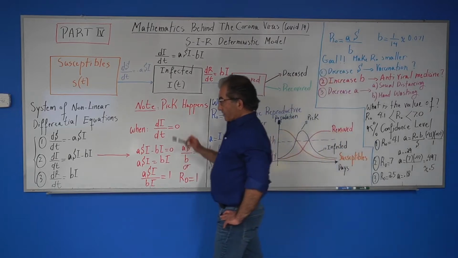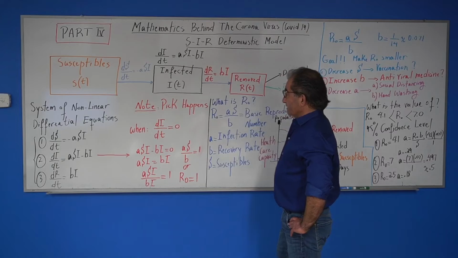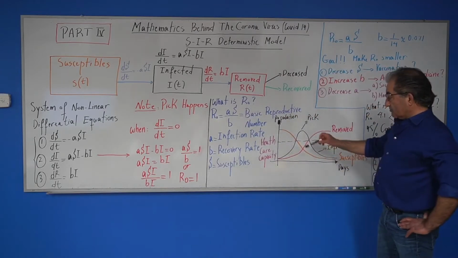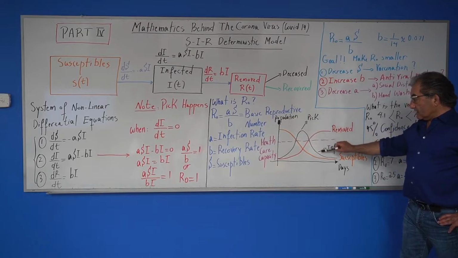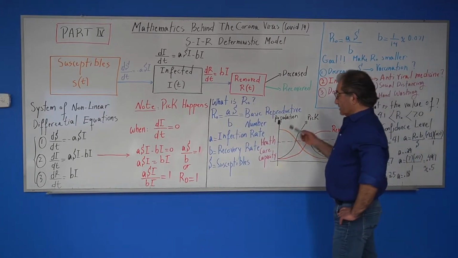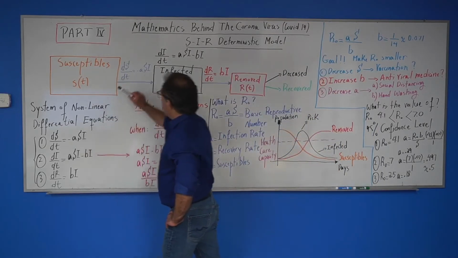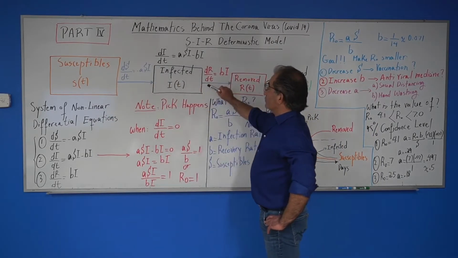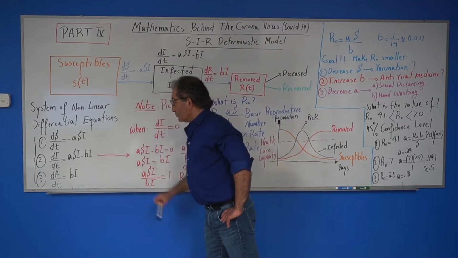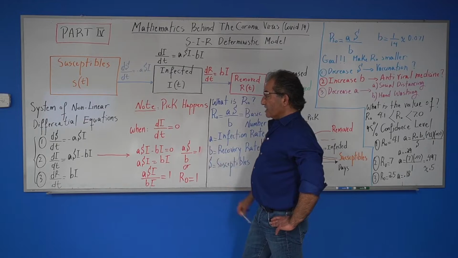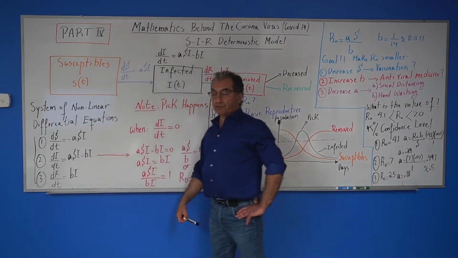Now I hear this question, when is the peak going to happen, because the number of infected people is increasing right now, and then eventually they're going to decrease. That happens when the flow in equals the flow out. So that means that dI/dt equals 0. Or in calculus, we say we have a max when the derivative equals 0.